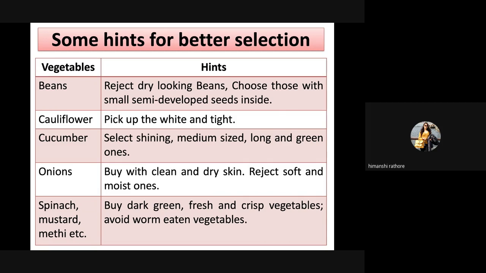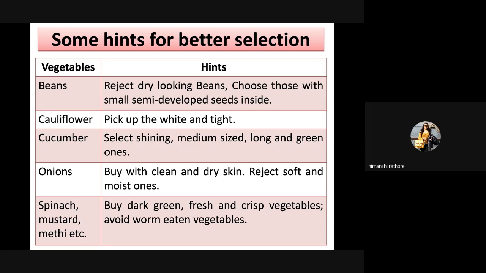Then cauliflower, if you are picking, then pick up the white and tight ones. If you are choosing looser ones, then there are 100% chances of infestation. There must be insects present inside them, and if they are yellow in nature, that means they are not fresh. They are stale. Then if you are choosing cucumber, select the shiny ones, medium size. If you are taking oversized ones, they will not taste good.